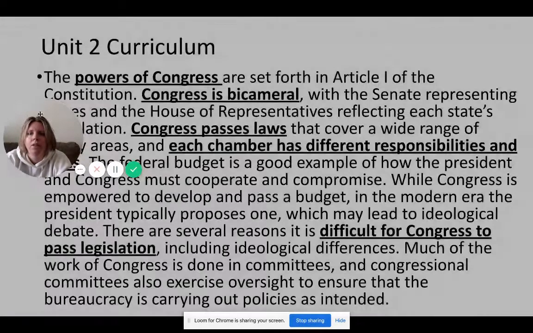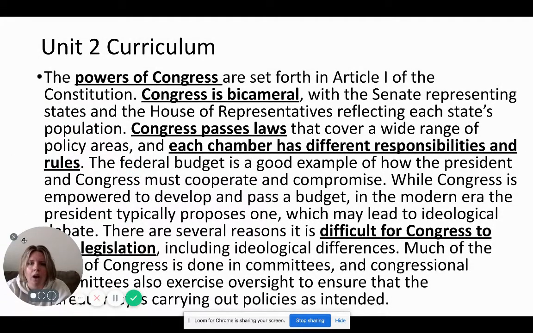All right, so the powers of Congress are set forth in Article 1 of the Constitution. Congress is bicameral. Bicameral just means that there are two houses, right? We have a House and we have a Senate, with the Senate representing the states and the House of Representatives reflecting each state's population. So remember, every state gets two senators, so the Senate is completely equal as far as the states go. But every state gets at least one representative, and then based on population, you'll get more. For example, California has 53 representatives, by far the most, because we are the most populous state. And so the House is more about representing the population centers.